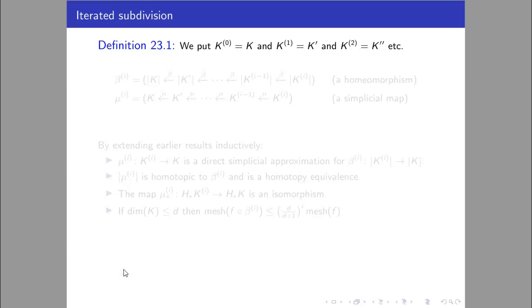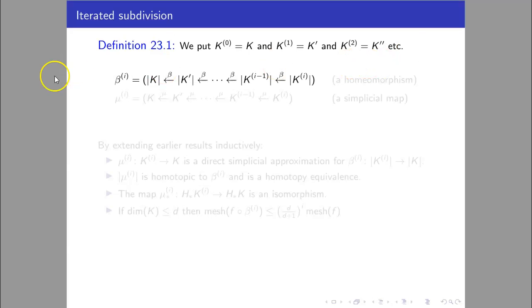Now I just want to spell out quickly what happens if we subdivide more than once. First we use this notation: k bracket 0 for k itself, k bracket 1 for k dashed, k bracket 2 for k double dashed, and so on. Same kind of notation as for derivatives of a function.